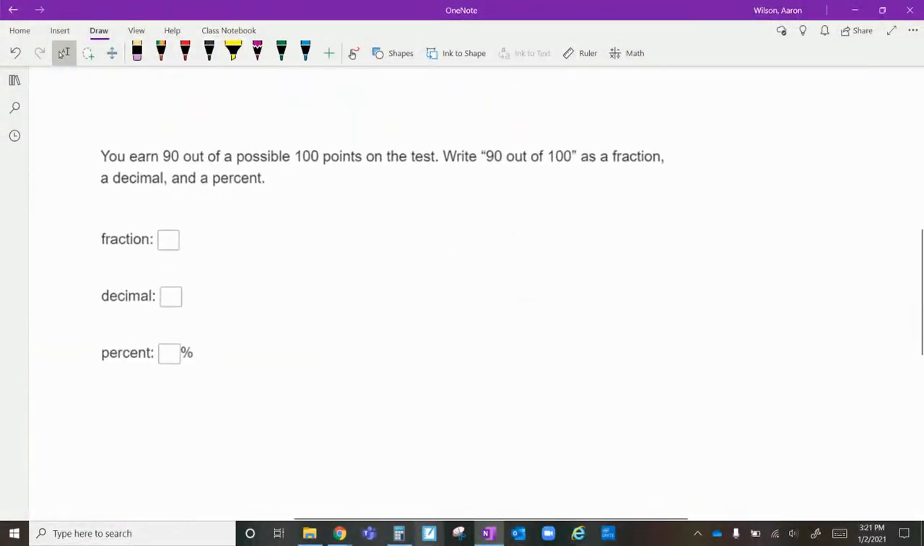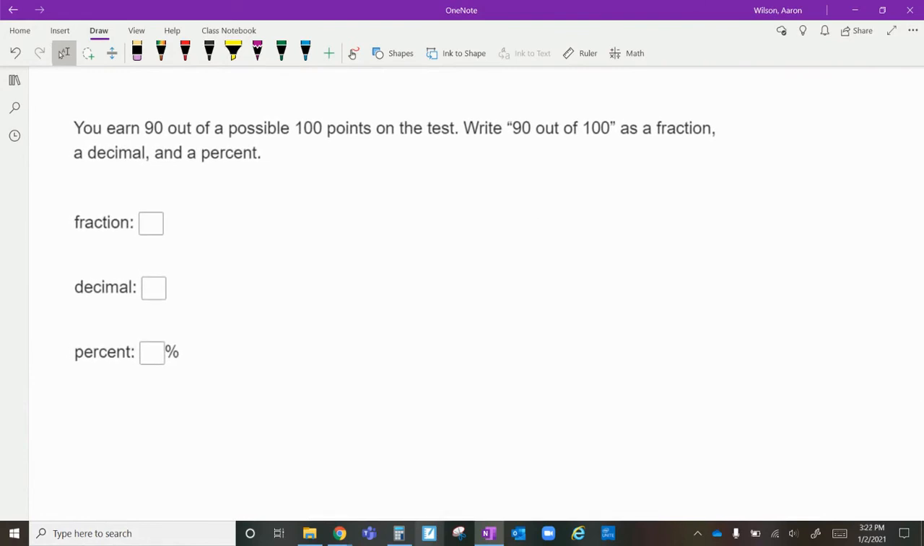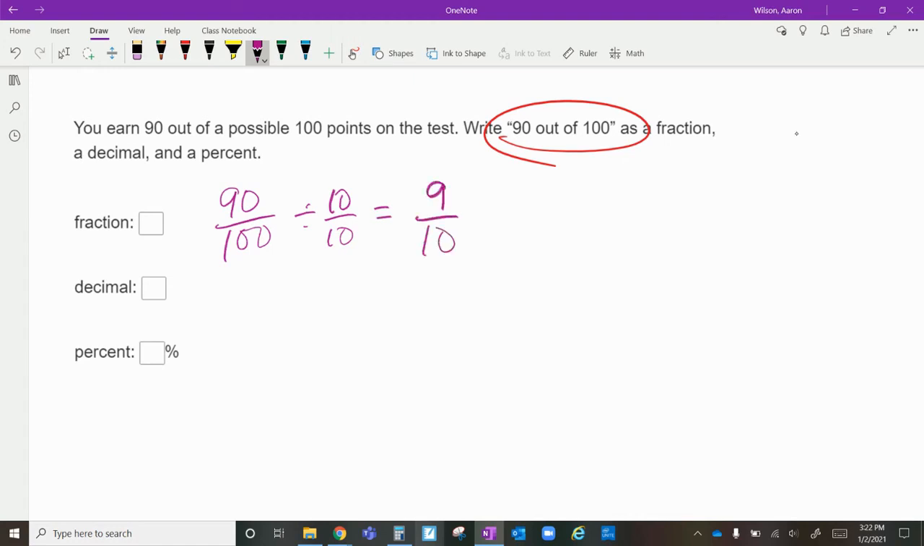On in the last problem, you can earn 90 out of a possible 100 points on the test. Write 90 out of 100 as a fraction, a decimal, and a percentage. Well, the fraction part is pretty much given to you. They say 90 out of 100. So the fraction form is simple, 90 out of 100. And of course, you could simplify this by dividing both of those by 10, because 10 is a common factor of both 90 and 100. So the simplified version of 90 out of 100 would be 9/10. That would be the simplified version of the fraction.